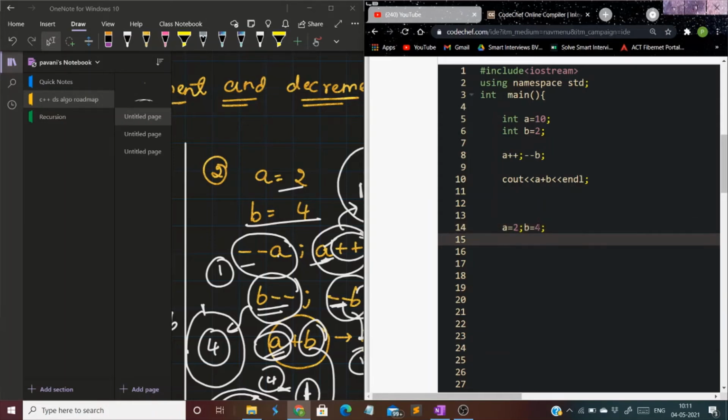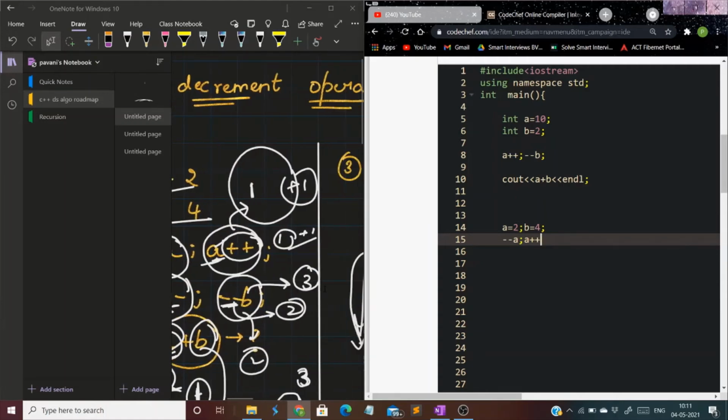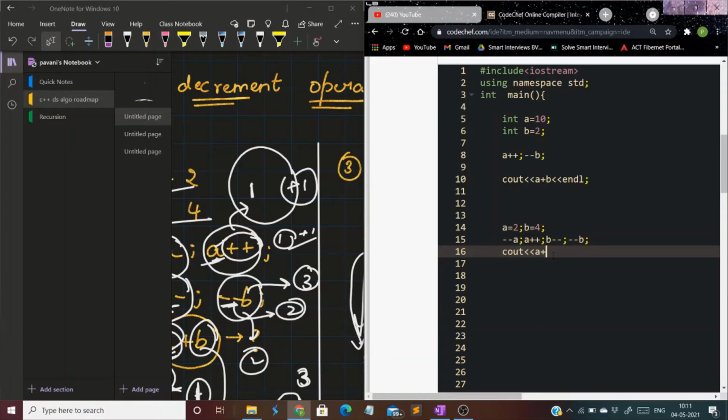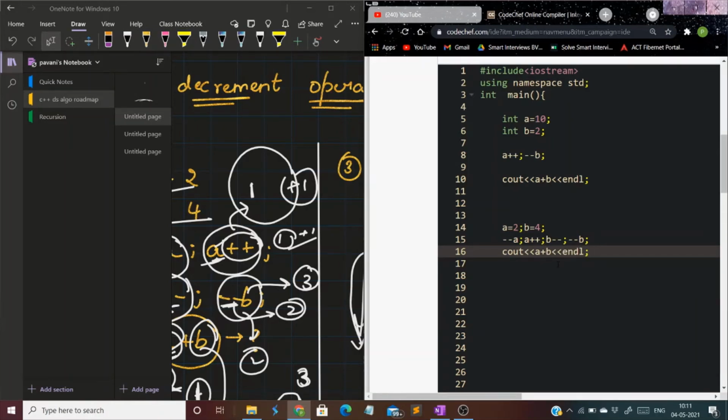Then I'm pre-decrementing a and post incrementing a, then post incrementing b, post decrementing b, and pre-decrementing b. What I've asked here is a plus b, right? cout a plus b endl. Next, this is the second problem.